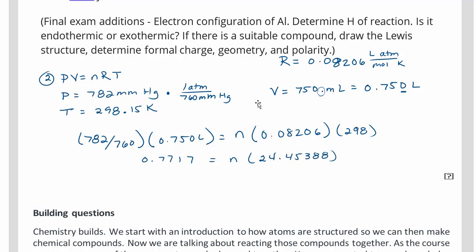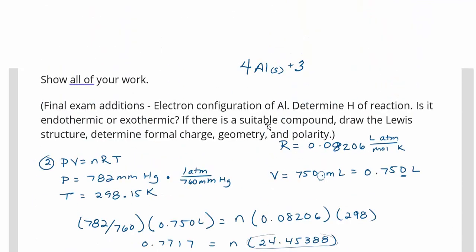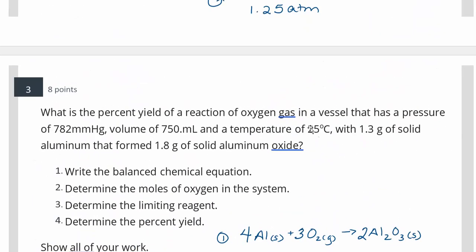I get 24.45388. Now to get N all by itself, that means I have to divide both sides by this 24 value. So I'm going to take my 0.7717 and divide by 24.45 and all the rest of that. And I get that I have 0.031557 moles.